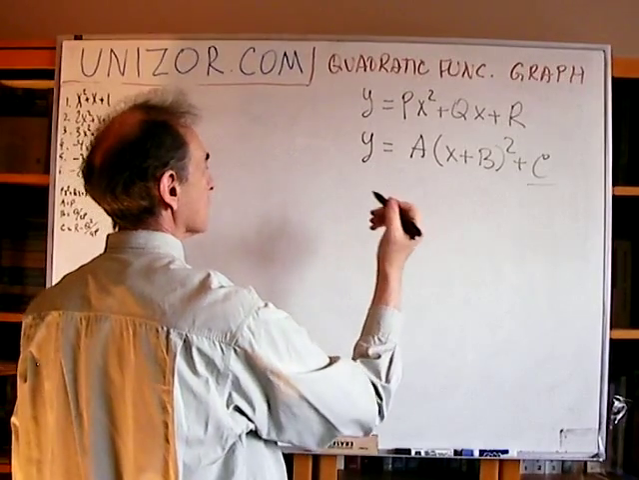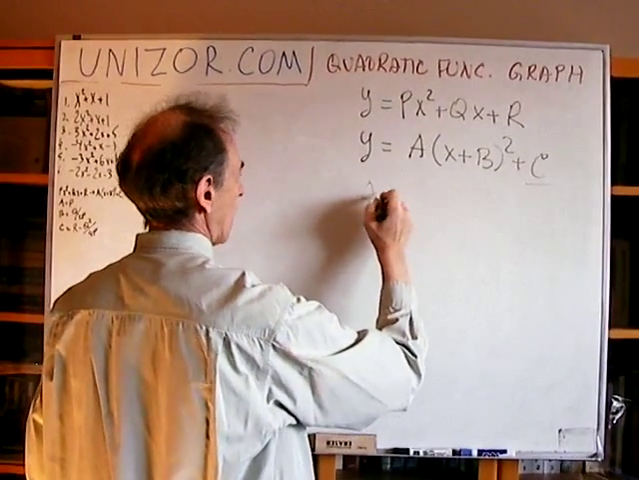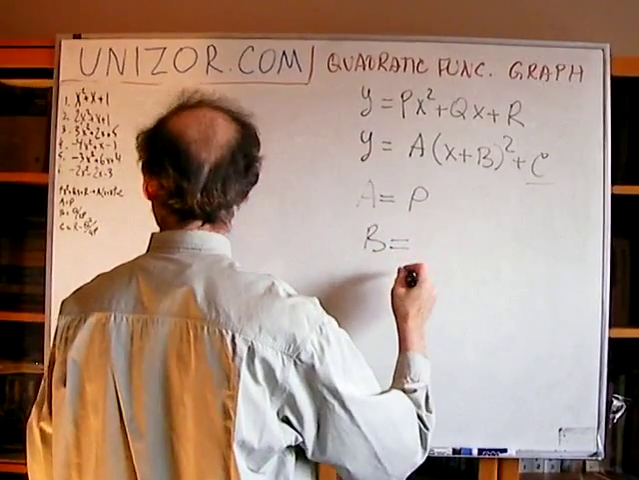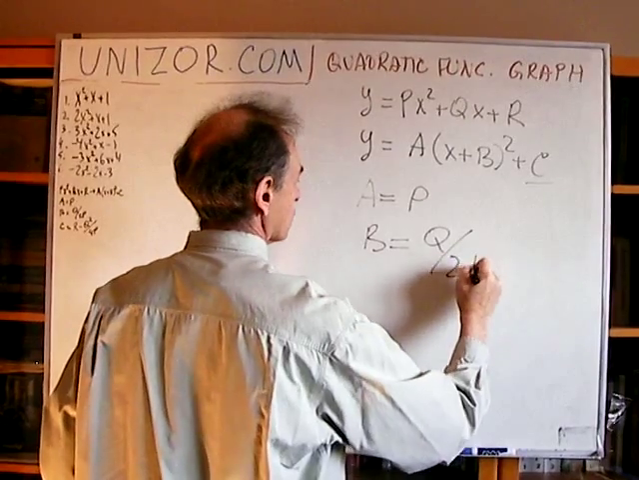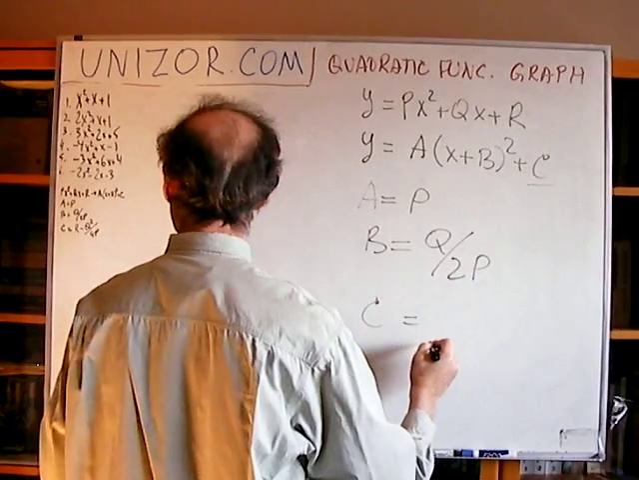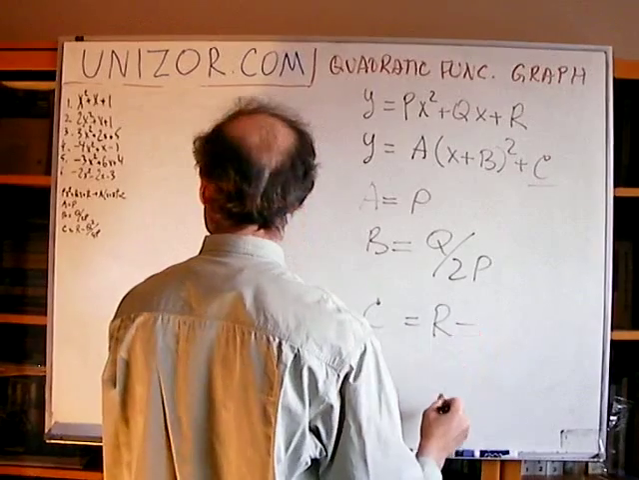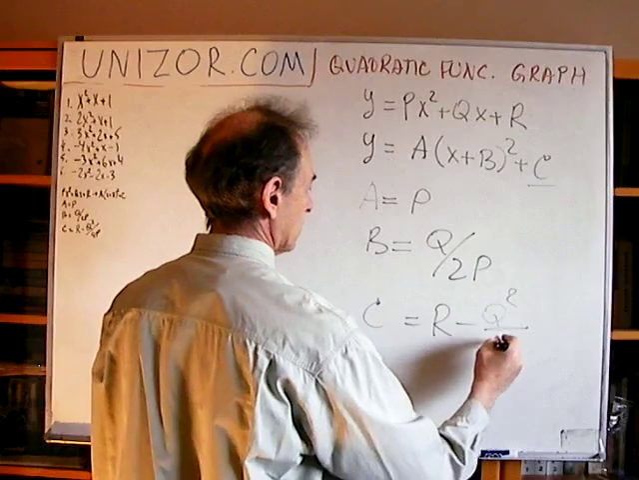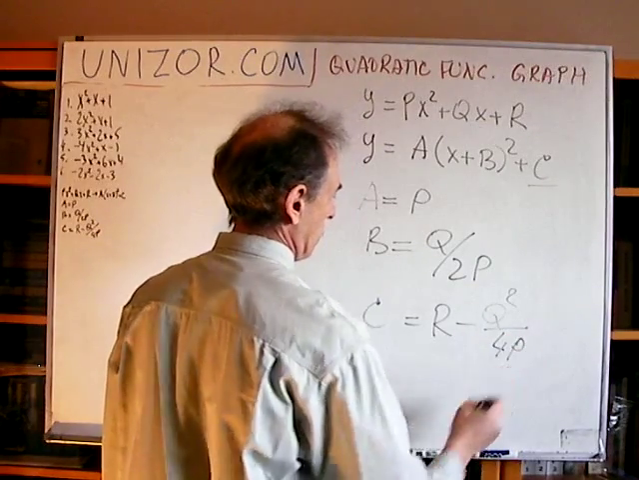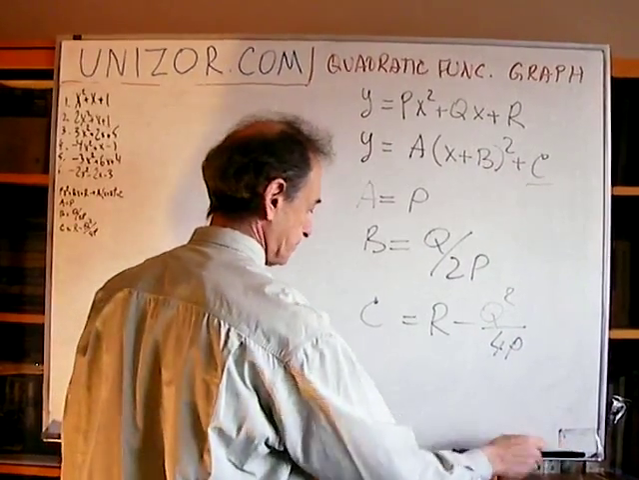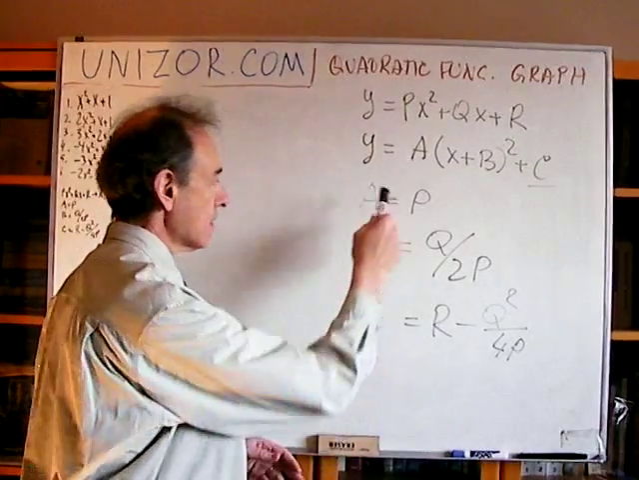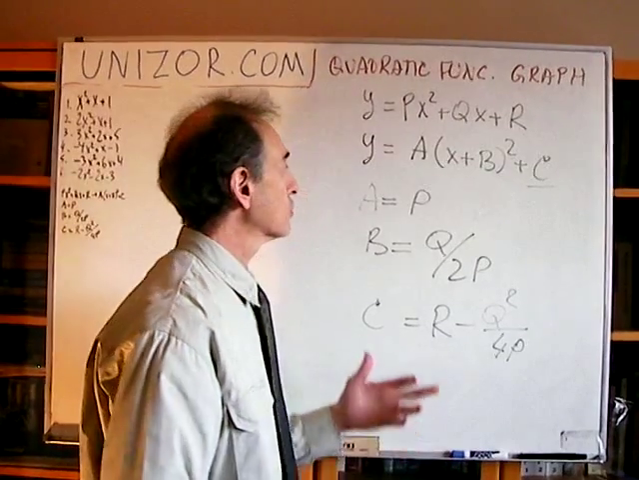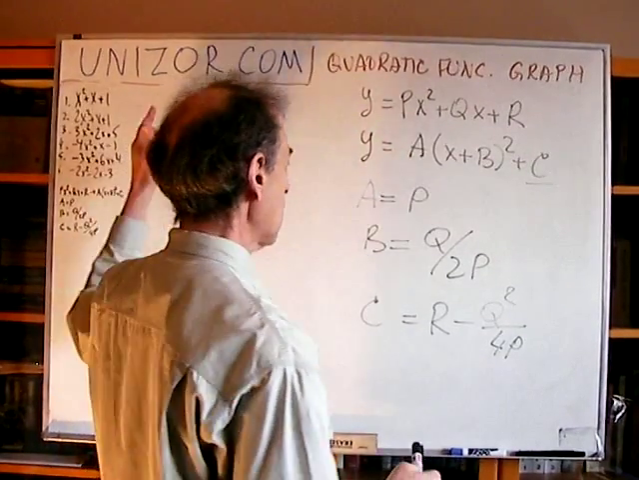And the formulas are, I will just write them down. A is equal to P. B is equal to Q divided by 2P. And C is equal to R minus Q squared divided by 4P. These are formulas, and I can actually use them to convert this into this in any case which I have.